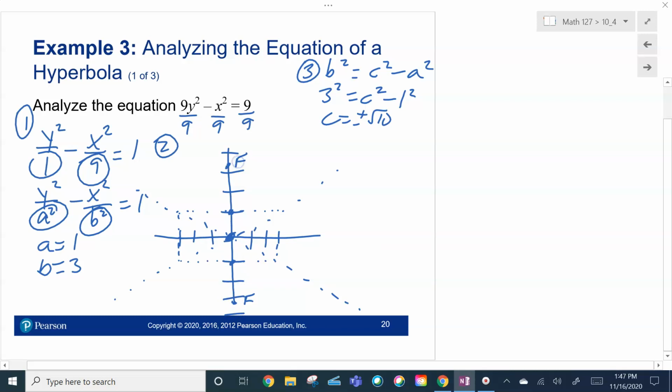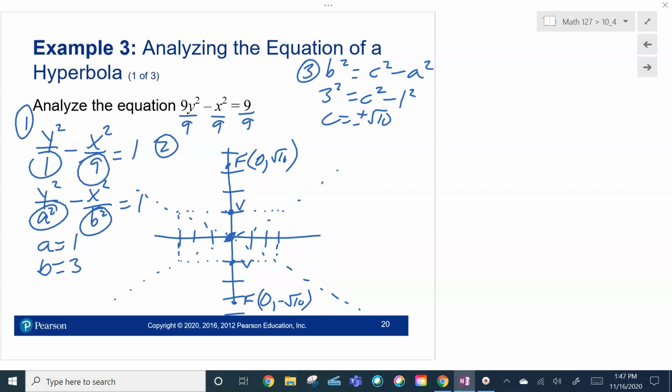There's my focus, there's my vertex, there's my vertex. Right, so my vertex is 0, 1. My focus is at 0, root 10, and 0, negative root 10. Right? Again, it wraps around it.